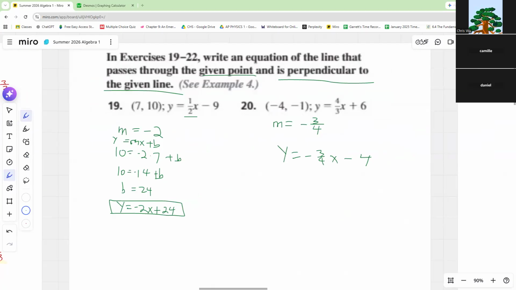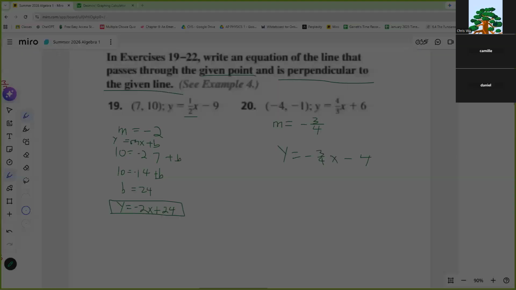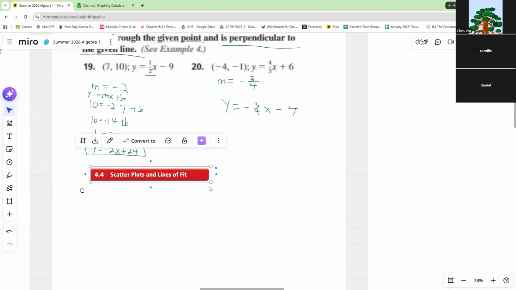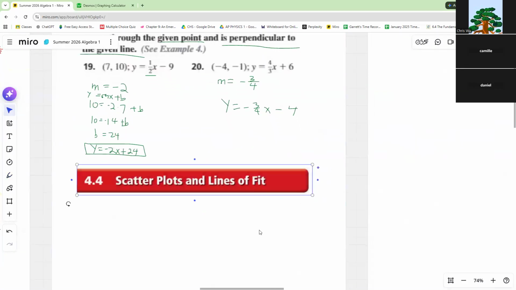The next part I want to go over is more conceptual, because you're not going to be required to do a lot of calculation on this. In fact, if you are to do this, you will be relying on computers. You will be relying on technology. So we're talking about scatter plots and lines of fit.